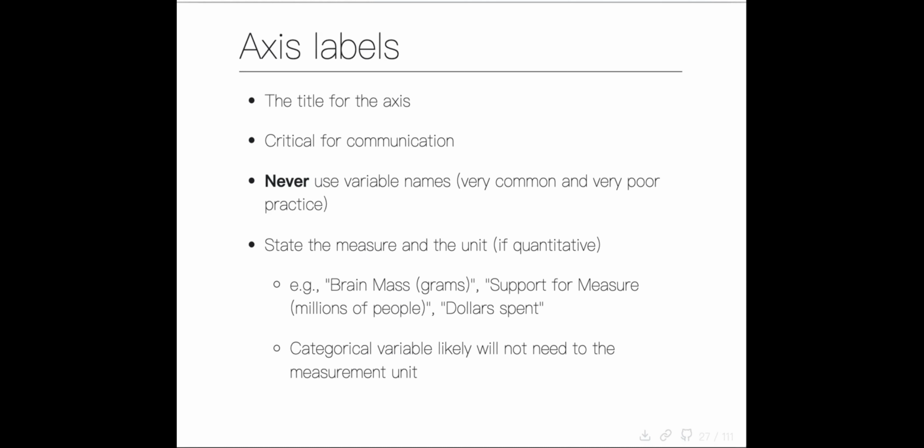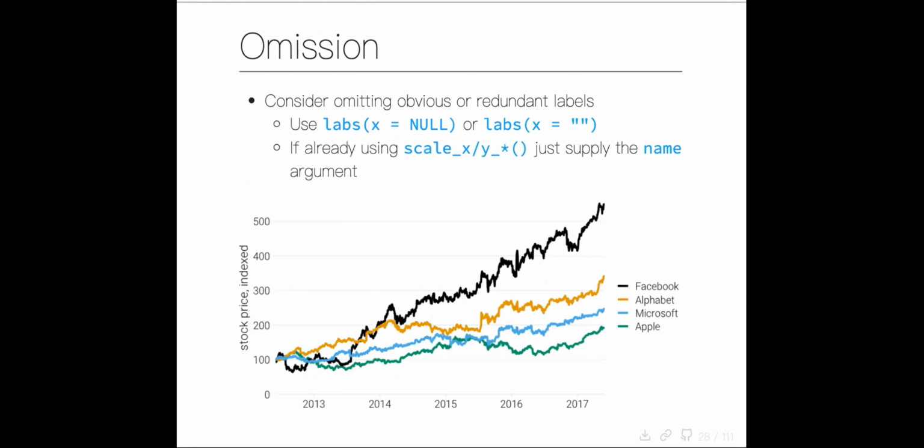State the measure and the unit if it's quantitative. So brain mass, grams, something like that. Or population, millions of people. If it's a categorical variable, you probably won't need a measurement unit, but if you do need a measurement unit, then put it in there.